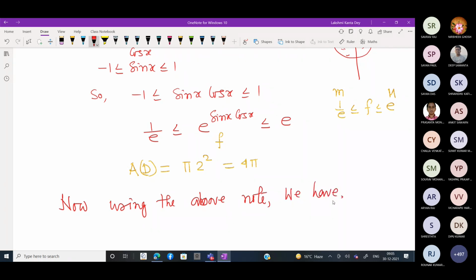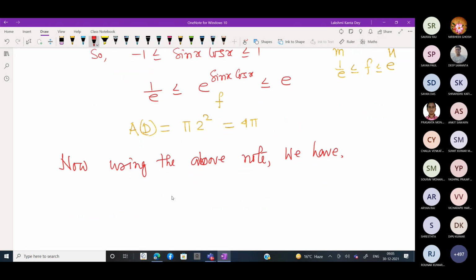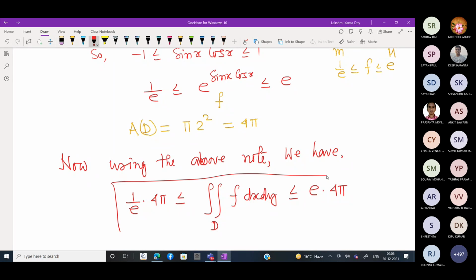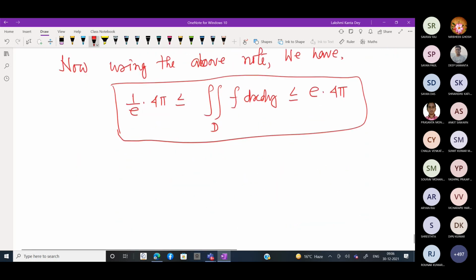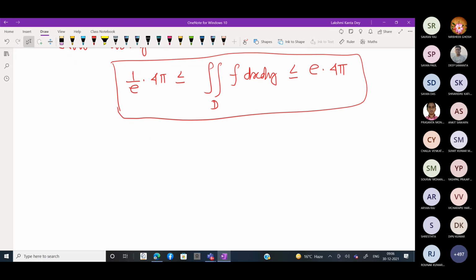We have small m. What is small m? 1 by e into area of D, that means 4 pi, is less or equal to your double integral over D, f dx dy. It is less or equal to capital M into A(D). What is A(D)? A(D) is nothing but 4 pi. So we can have an estimate. By this property, we can at least have some idea where it happens. Okay, so this is clear.